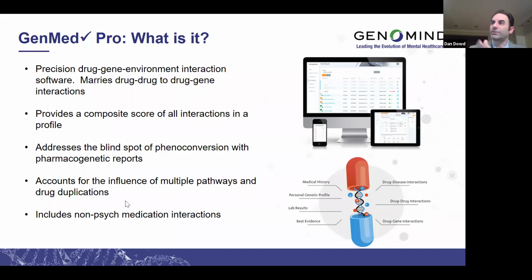It accounts for multiple different pathways. We know that many drugs are metabolized by multiple different CYP450 enzymes. We account for that and rank the strength of each one of these pathways. And it also accounts for drug duplications. So if for some reason somebody's on 2 benzodiazepines, this will flag that. And we've been talking a lot about psych medications so far, but this tool includes non-psych medications also. We know that our customers don't exist in a vacuum. Our same depressed patients have high blood pressure and other conditions. So we need to know how all of these drugs interact with one another.